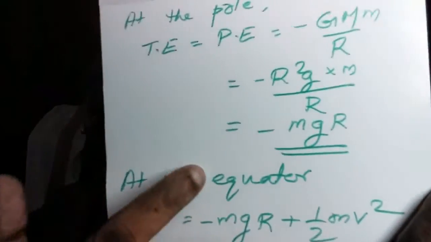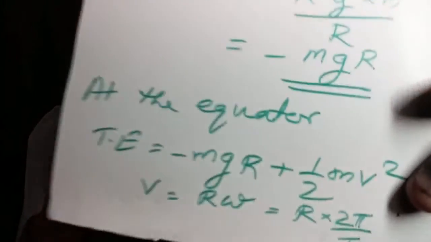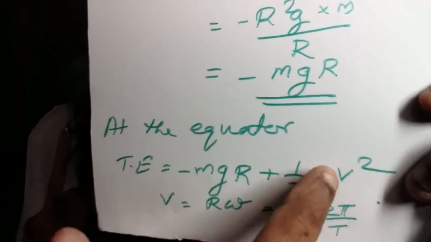So answer is total energy at the pole is minus mgR, and total energy at the equator is minus mgR plus half mv square. That's all.